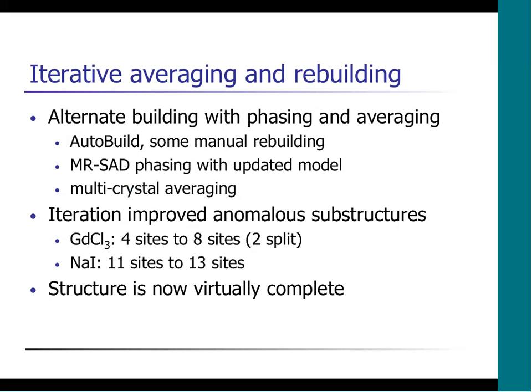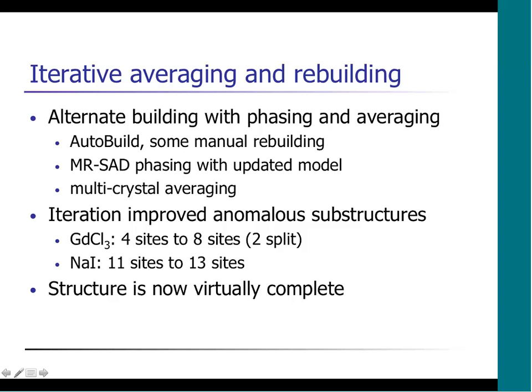So in this procedure, we alternate building with phasing and averaging. Autobuild can build into the map that comes out of this multicrystal averaging. Some manual rebuilding helps a bit. And then we rerun the procedure by taking the model that comes from building, doing MR-SAD phasing to get the phase information from the derivatives again, updating that phase information, applying multicrystal averaging, and then iterating.